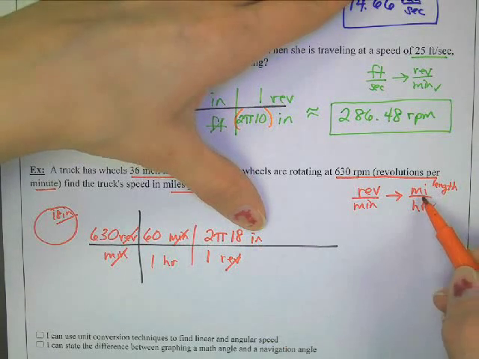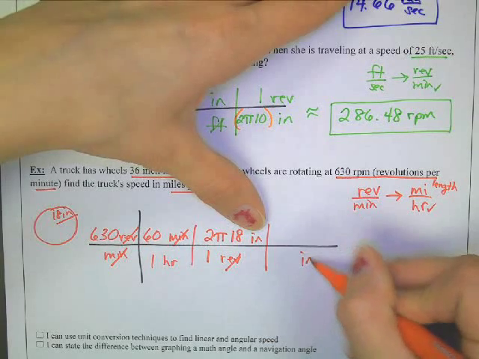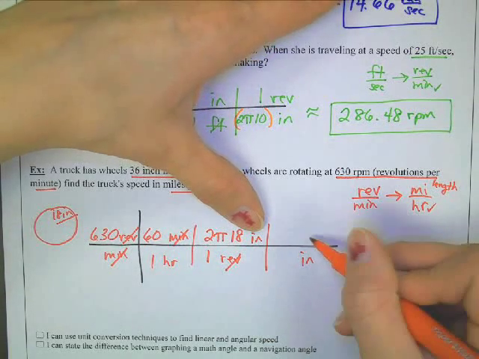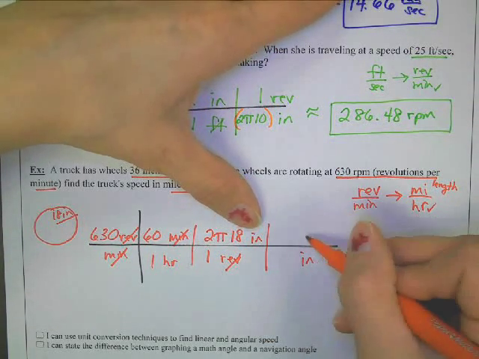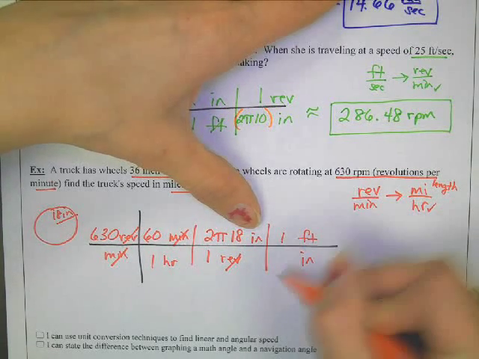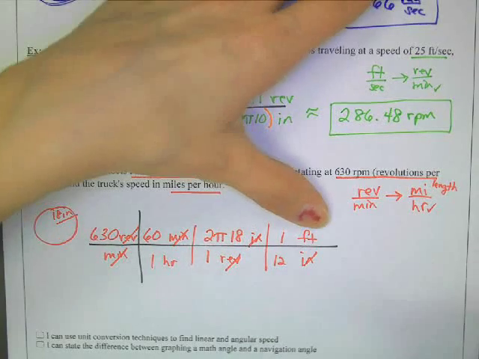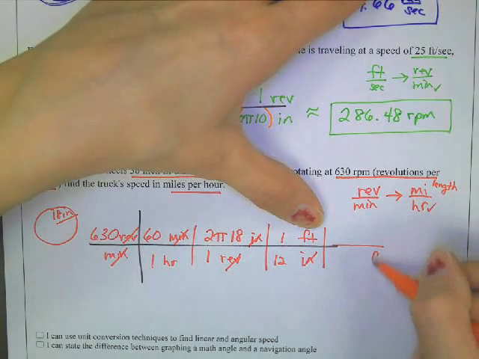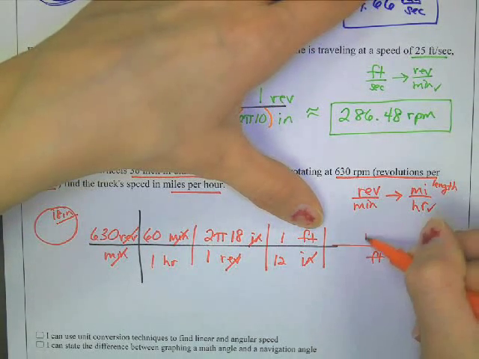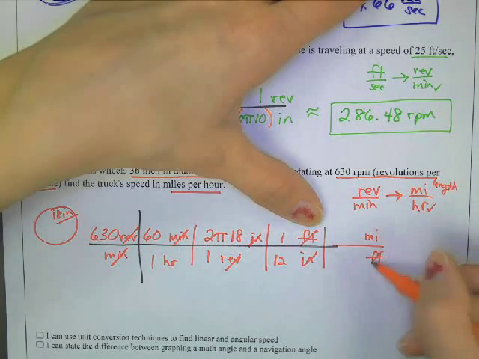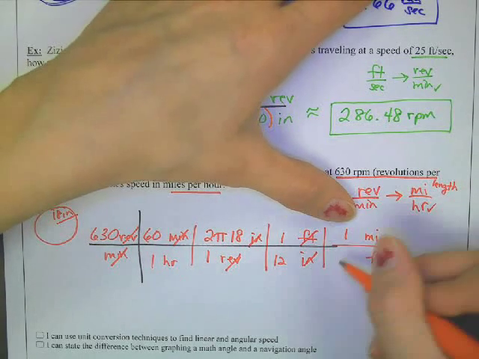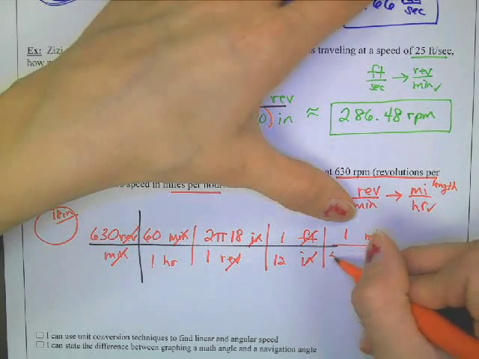So revolutions are gone. Oh, but wait a minute, we're not done. Inches needs to get converted into miles. So inches are going to go on the bottom. And inches cannot go directly into miles, but I know that it can go into feet. 1 foot has 12 inches. Inches, goodbye. Oh, now I got to get rid of that feet. So I'll put feet in the bottom, and I'll put miles in the numerator. Perfect. 1 mile has, what's that magic number? Go ahead, say it.